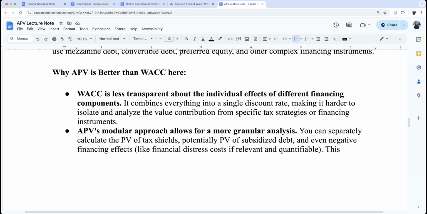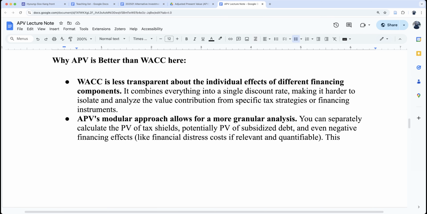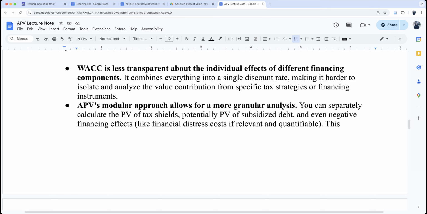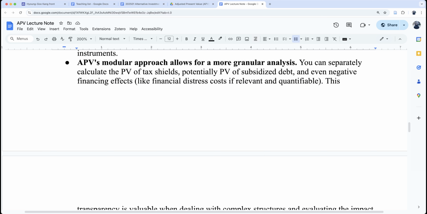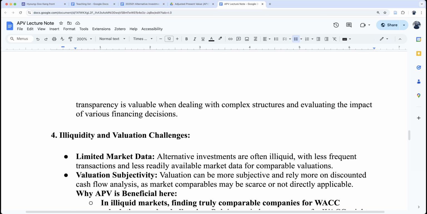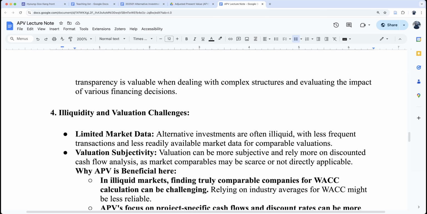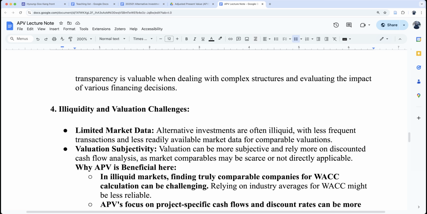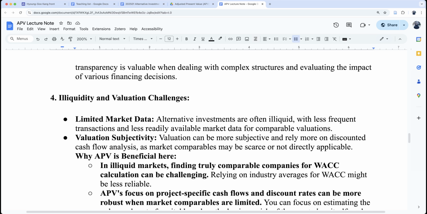Next, APV is modular. We separate out the valuation into the value creating part. APV's modular approach allows for more granular analysis. You can separately calculate the PV of the tax shield, potentially the PV of subsidized debt, and even negative financial effects like financial distress cost if relevant and quantifiable. This transparency is valuable when dealing with complex structures and evaluating the impact of various financing decisions.